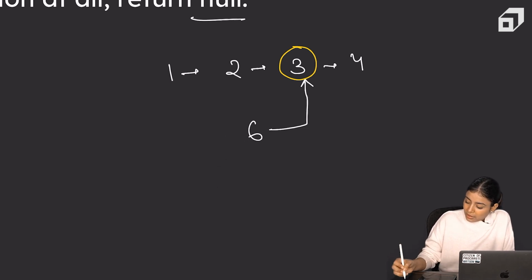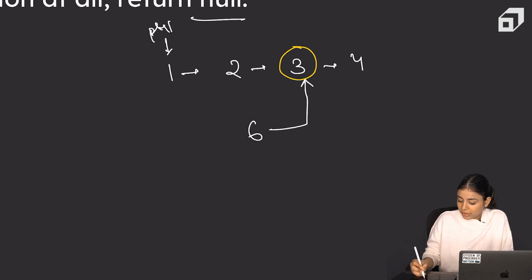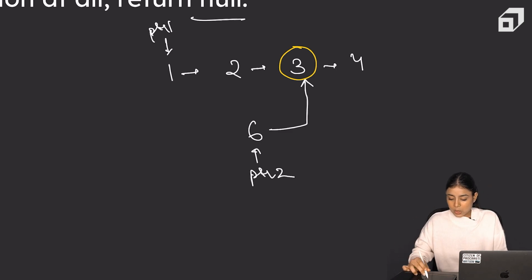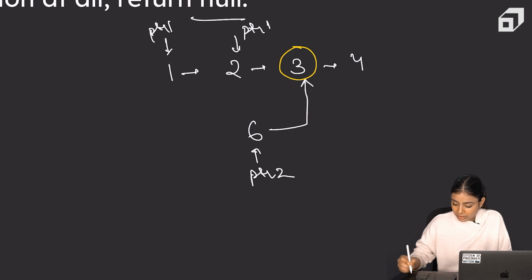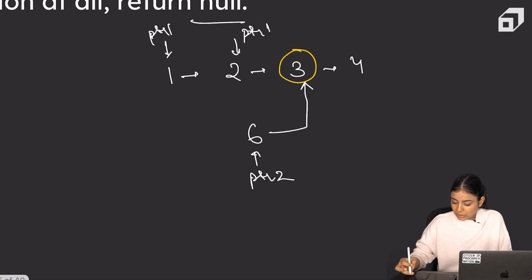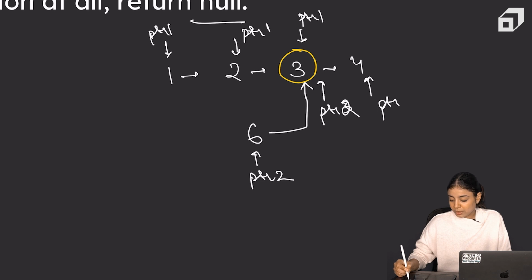Now if I try to follow the same approach, pointer 1 at 1 and pointer 2 at 6. Okay, now 1 and 6 are not the same, so I move these pointers ahead. So pointer 1 will come at 2 and pointer 2 will come at 3. And still they're not the same, so I'll move ahead. Pointer 1 will come at 3 and pointer 2 will come at 4.